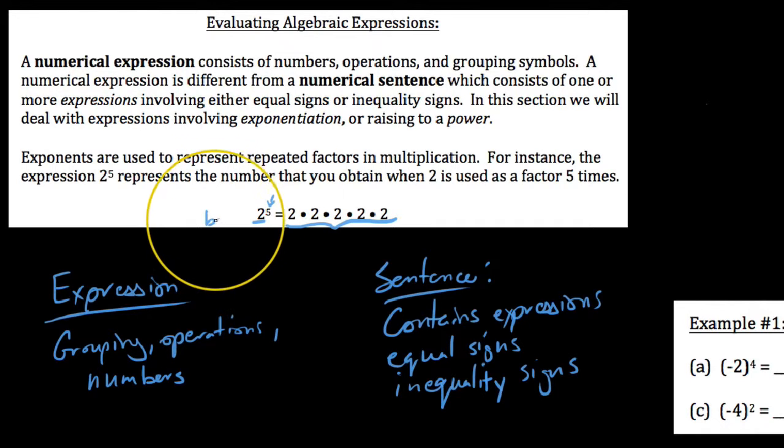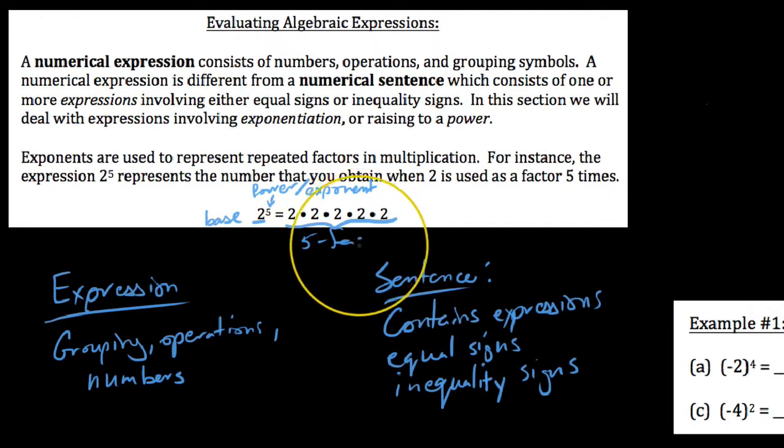2 is referred to as the base of this exponent. We think of it as being on the ground. And 5 is the power, also referred to as the exponent. When we talk about repeated multiplication, this tells us we have this many factors of the base. So we have 5 factors of 2. 2 to the 5th power is a convenient way of writing 2 times itself 5 times.